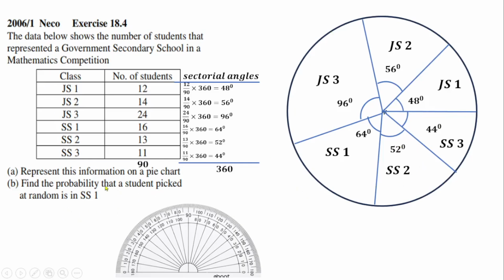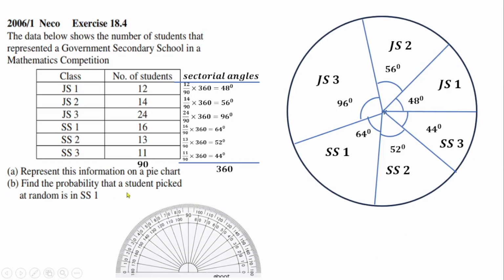Then part B, you have to find the probability that a student picked at random is in SS1. This video is not to teach you probability, although I have a video that I'm already preparing for probability, so it's going to come out very soon. Please watch out for the video. I'm going to just find the probability here, and we'll go away from here.